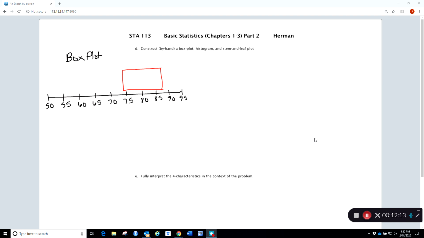Then the line in the middle is the median. Our median was an 82, so that's going to be about right there. Then I draw my lines out to my min and my max. So my max was a 93, and our min was a 58. And if you want, you can always label these values as well. And then I'm going to give myself on here, so these are exam 2 scores.